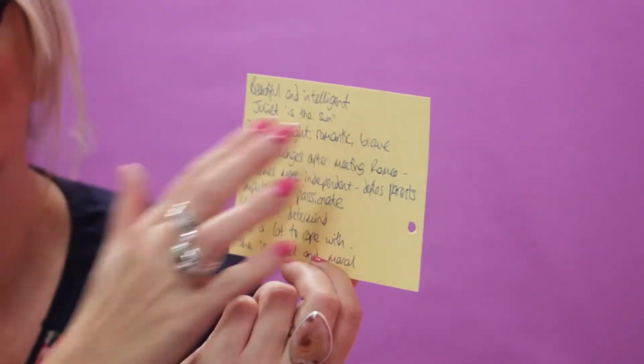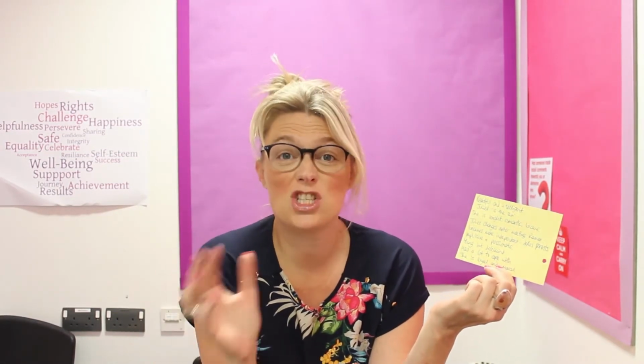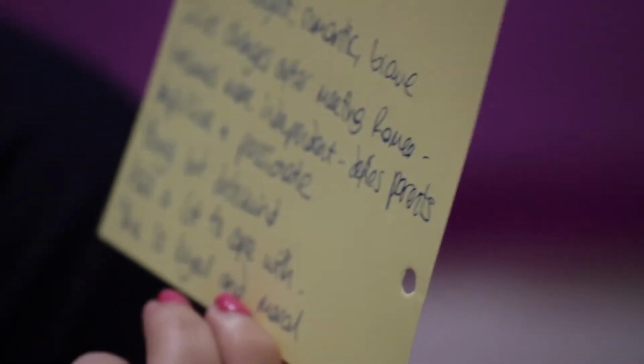So I've got beautiful, intelligent. Juliet is described as being the sun by Romeo. She's bright, romantic, brave. She changes after her meeting with Romeo. She becomes more independent. She defies her parents. She's impulsive and passionate. She's very young. She's not 14, but she's determined. She has a lot to cope with, and she's loyal and moral.